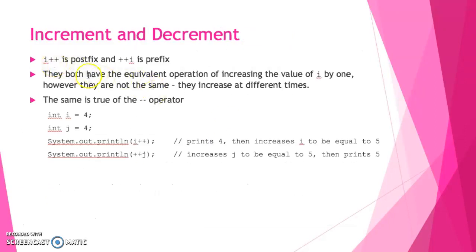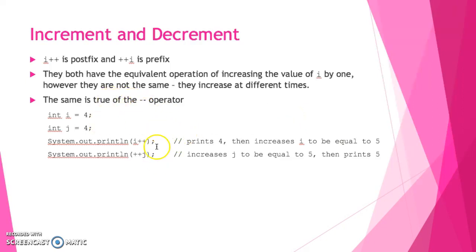We have our increment, our plus plus, or our minus minus, and we have what's called a postfix and a prefix. Most people typically use the postfix operator. A lot of people don't even realize that the prefix operator exists. I haven't really seen it used much on the AP test, but I figured it was worth a quick mention. In general, they have the equivalent operation that they increase by 1. However, they do it at different times. And this is the same for the minus minus.